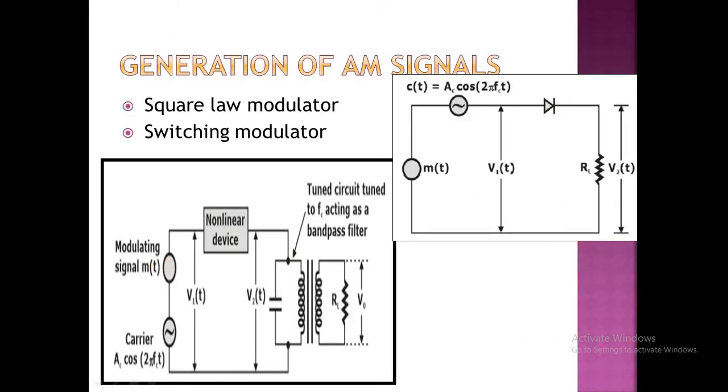And what is the generation? How can we generate the AM signal? By using the square law modulator and the switching modulator. In case of a switching modulator, we are using the diode.